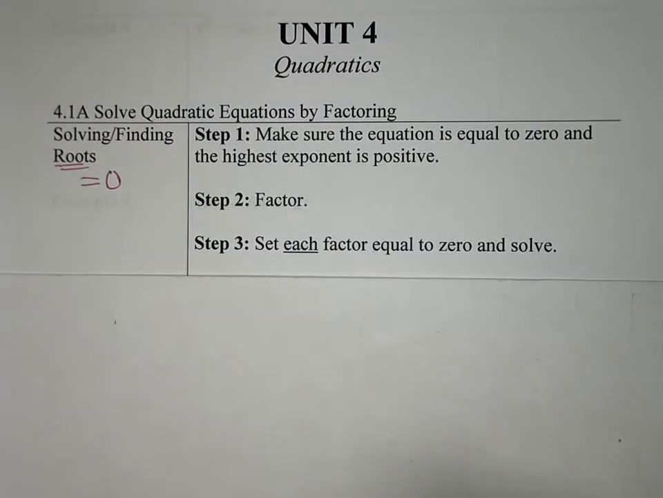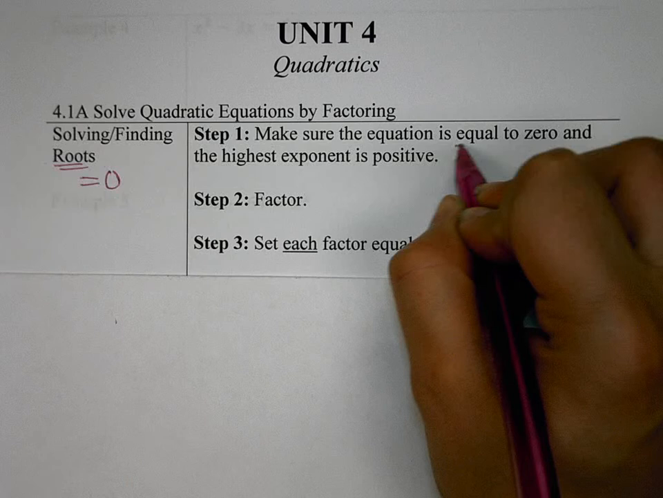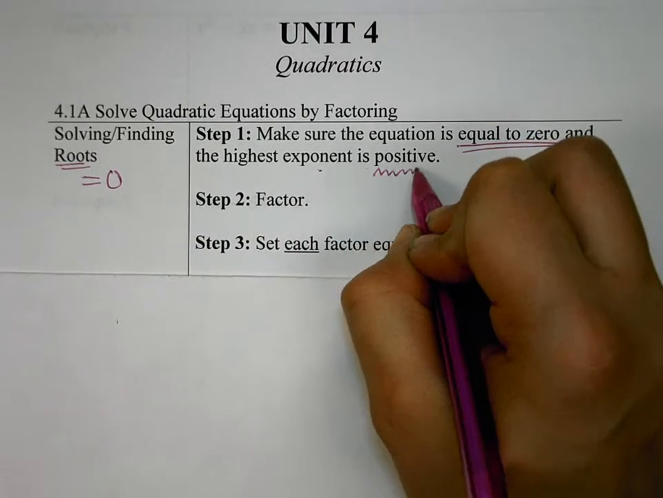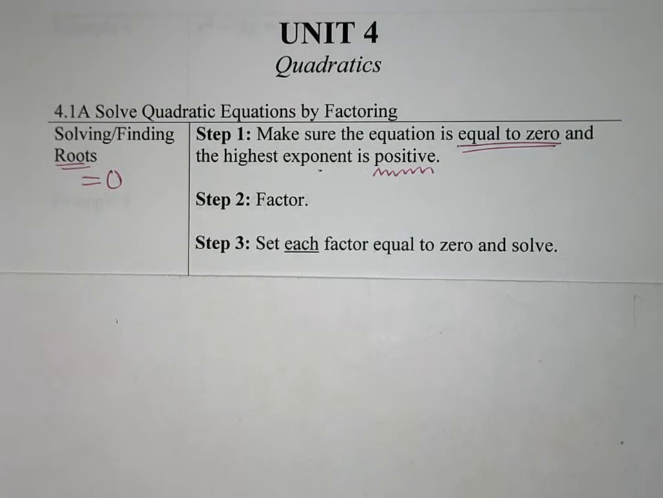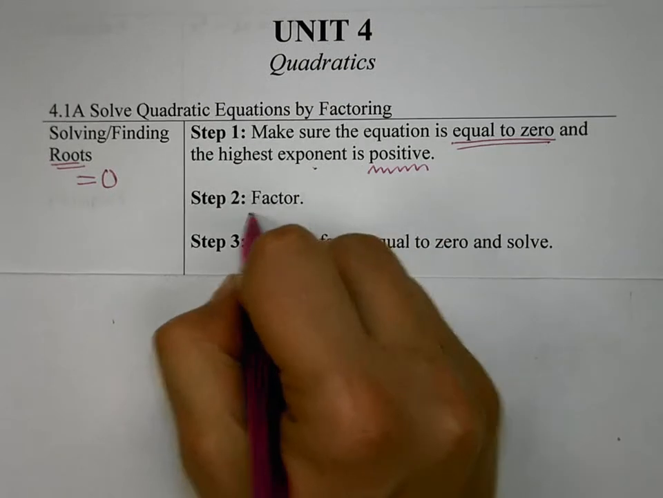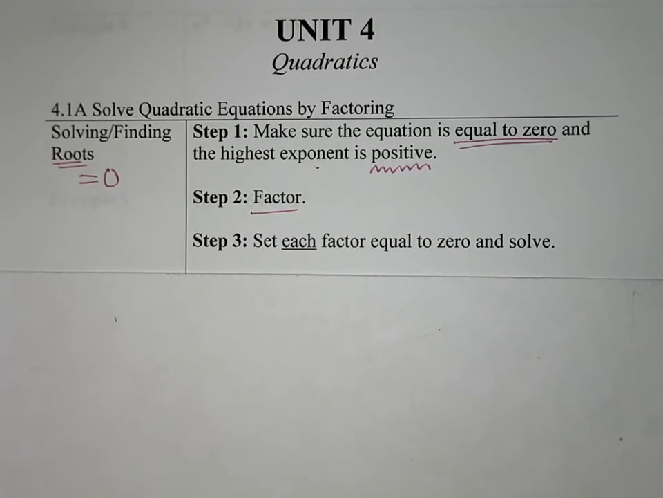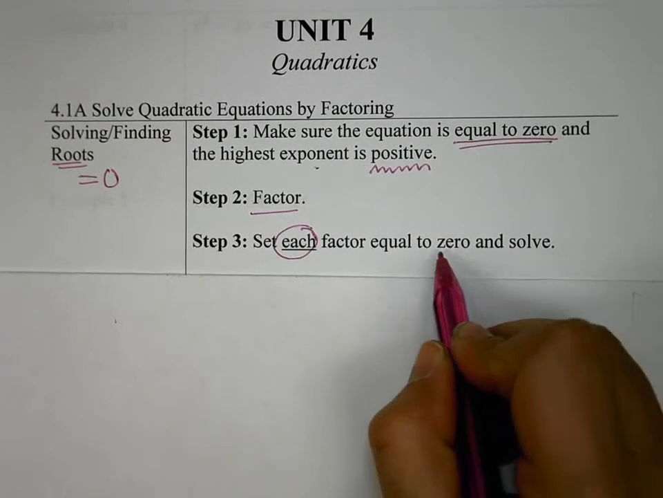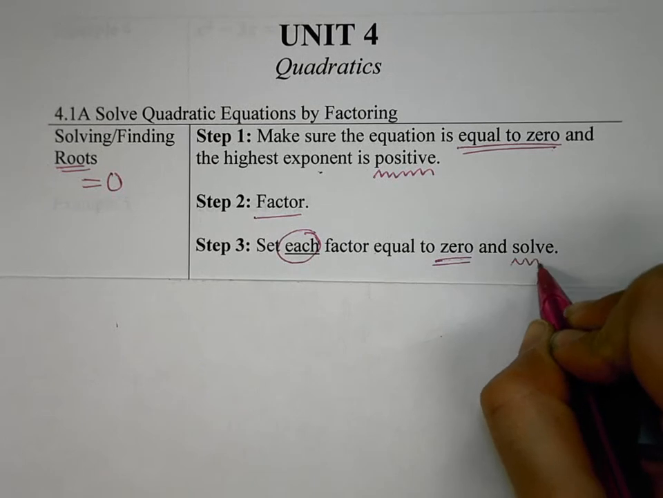Okay, so what we do for step 1 is we make sure the equation is equal to 0 and that the highest exponent is positive. So that means that if x squared is our biggest term, the exponent cannot be negative 2. We have to get the biggest one to be positive. So then we're going to be able to use one of our factoring methods, any of the 7 that we talked about in the previous unit. And then step 3, we want to set each of the factors equal to 0, and then we'll be able to solve.